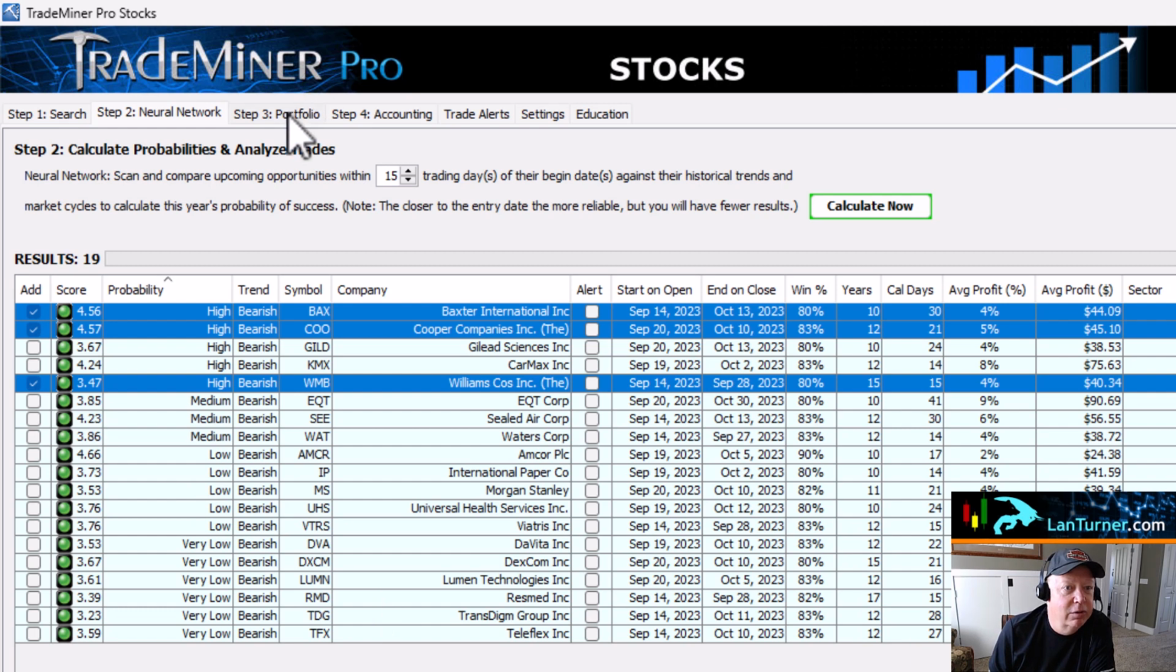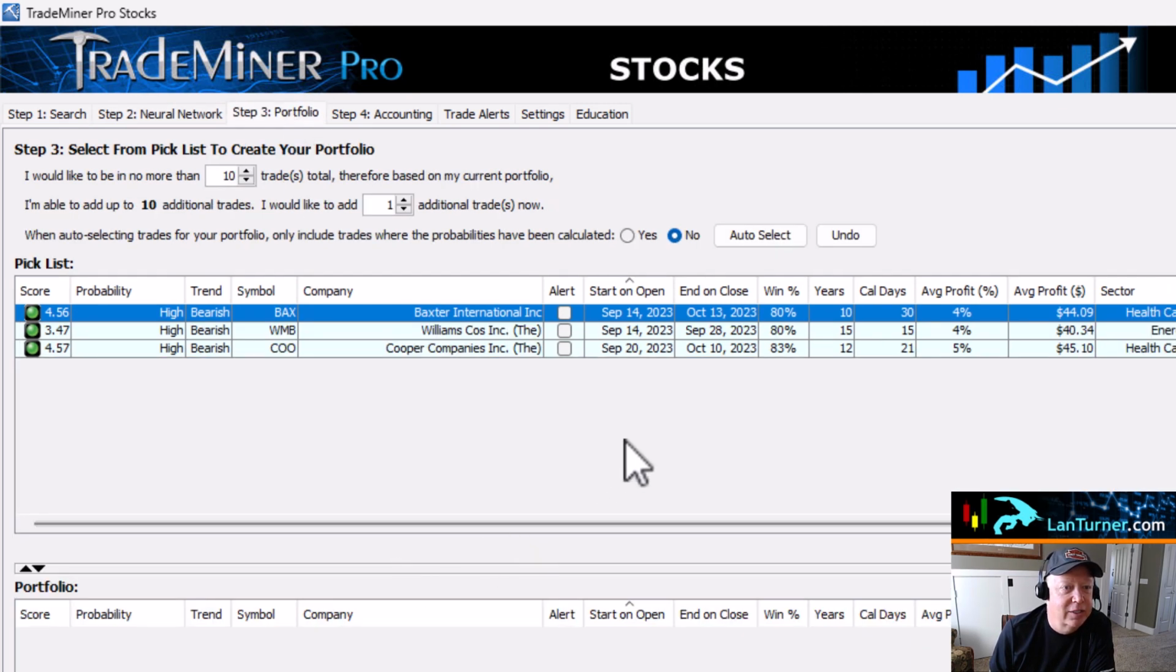Now we're going to come over to the portfolio side and look at the pick list. Now what we're going to do is ask the artificial intelligence, we're going to ask TradeMiner to go in and analyze these three markets against each other. You can see two of them are in healthcare, one's in energy. All three of them are bearish, and they're saying that we should take short positions this time of year on these markets.